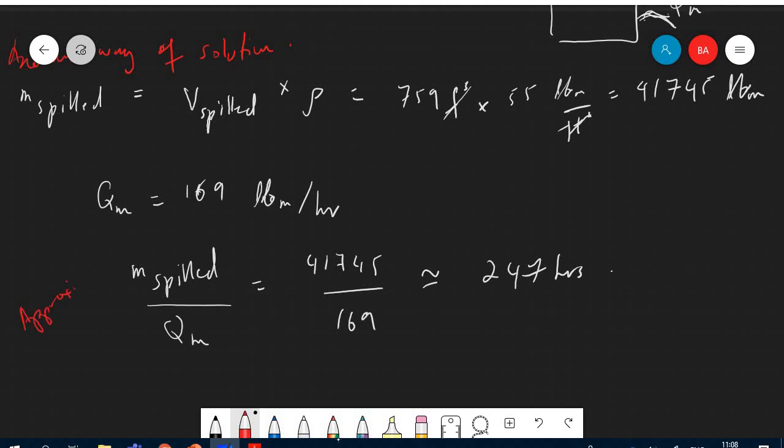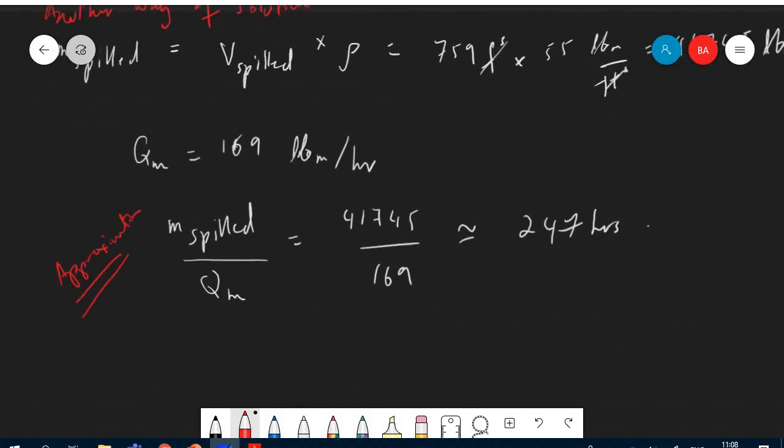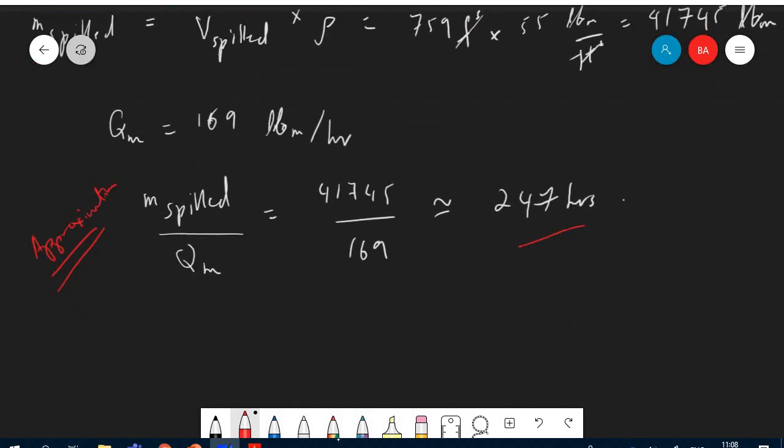It's not an exact number to the way that we have calculated, which is 281, okay? But that was close enough. It gives us an indication of the amount of hours that we are having here, and we left it for 247 hours to fix it.